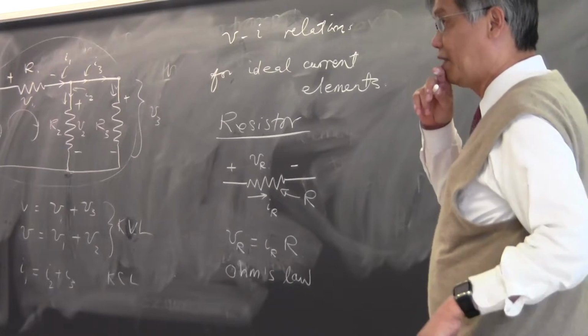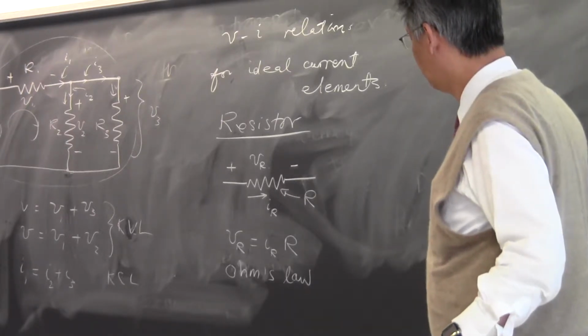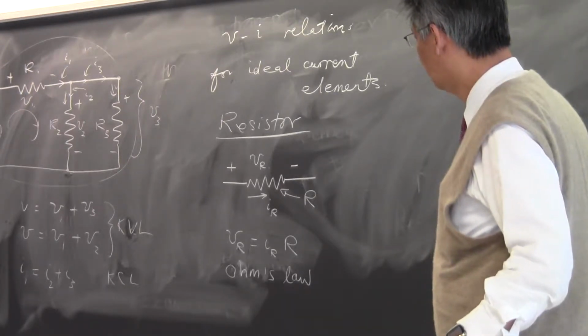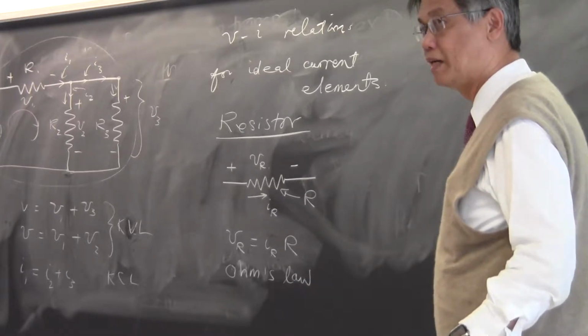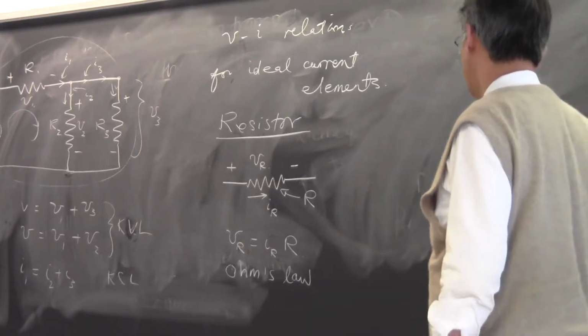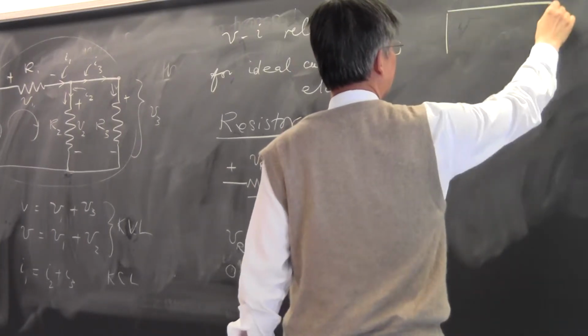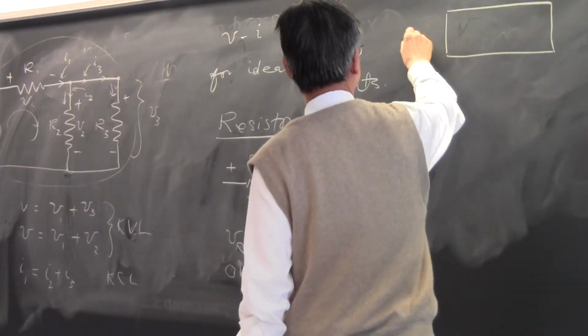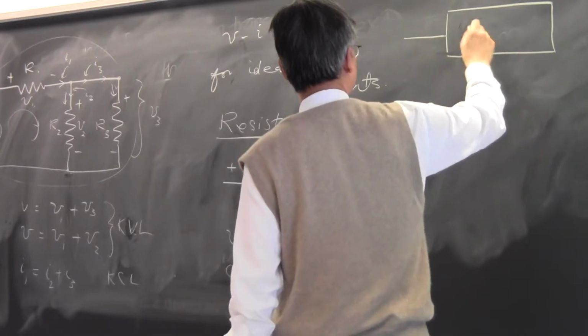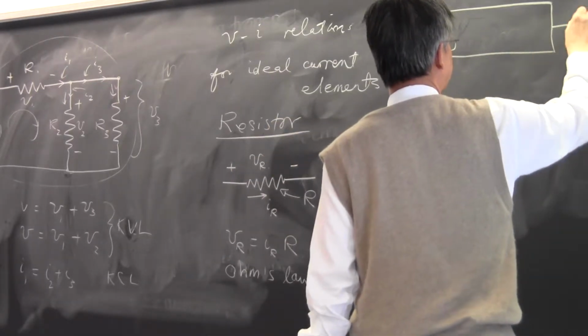And what is a resistor made of that causes the current to be proportional to the applied voltage? It essentially consists of a device where current can flow, not like a conductor, but a device where current flows with some obstruction.